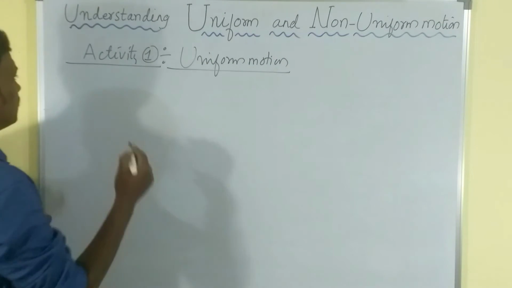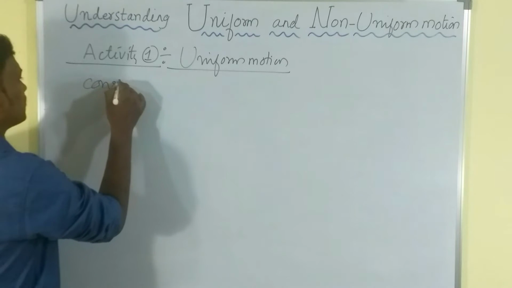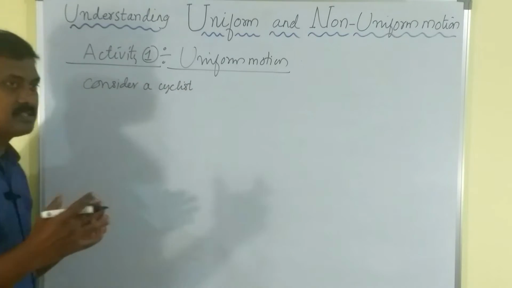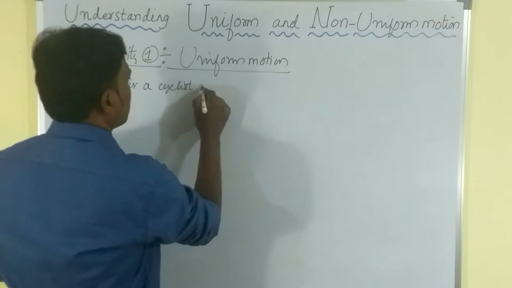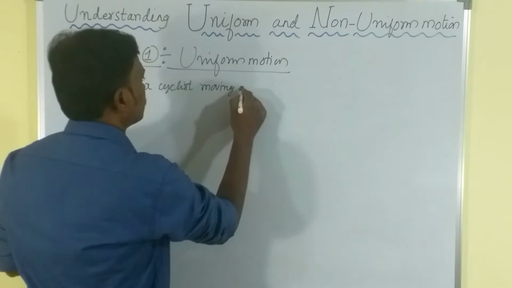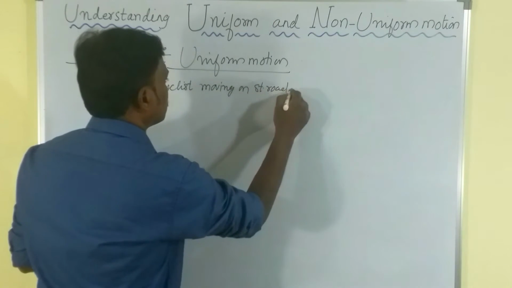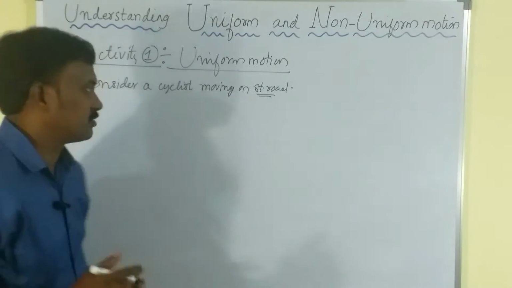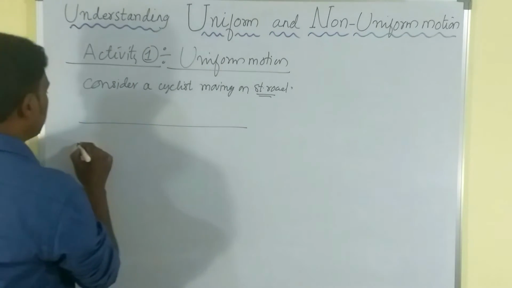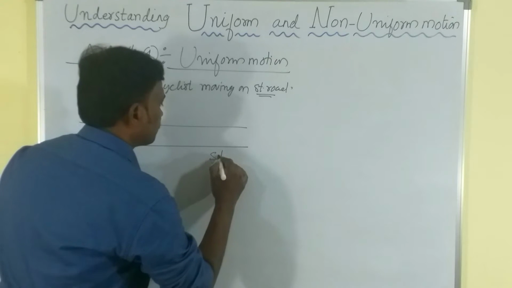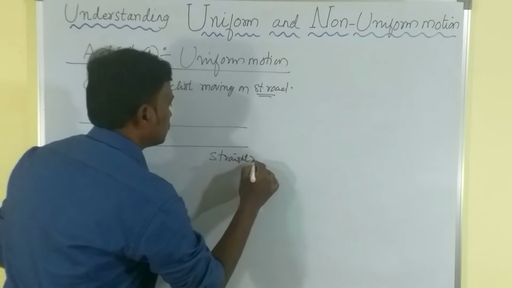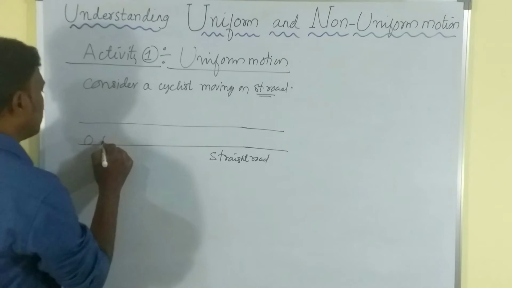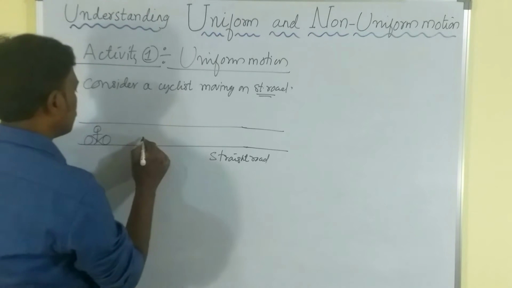So let us consider a cyclist moving on a straight road. Now this is very important. In which, that is the path. How is the path? The path is a straight road. So right now the cyclist is moving. Let me say, it's moving like this.